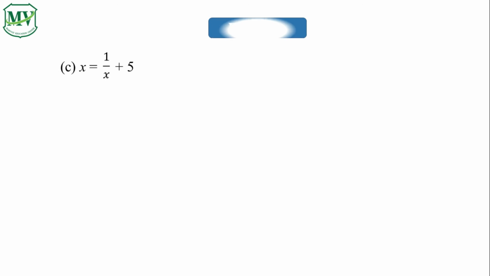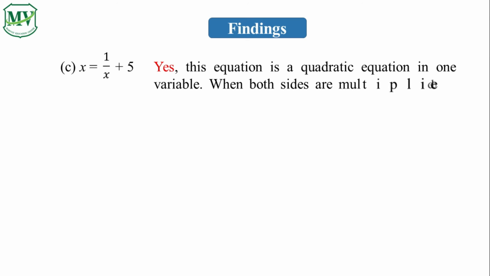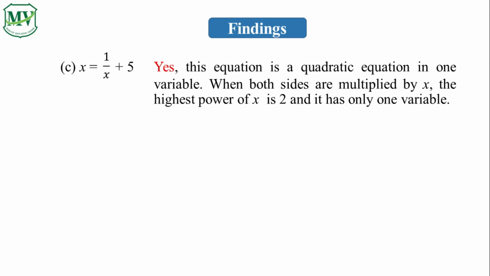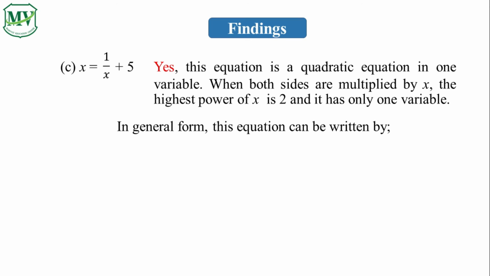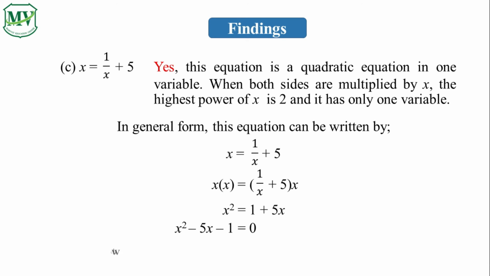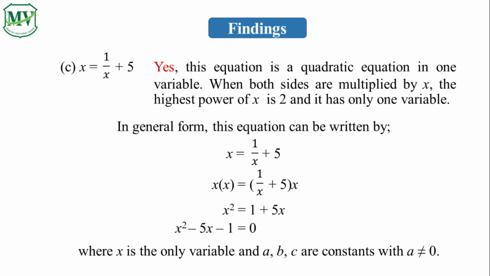Letter C. When both sides are multiplied by x, the highest power of x is 2, and it has only one variable. This means that this equation is a quadratic equation in one variable. To transform this equation to general form, we can do it this way. Where x is the only variable and a, b, and c are constants with a is not equal to 0.